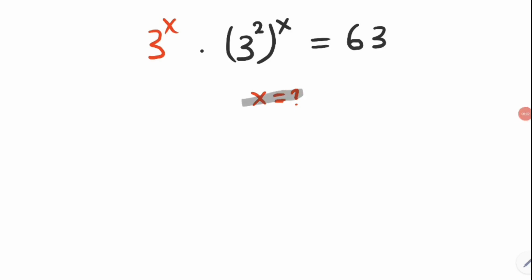How to solve for x in this equation: 3 raised to power x multiplied by 3 squared raised to power x is equal to 63. We want to find the value of x.